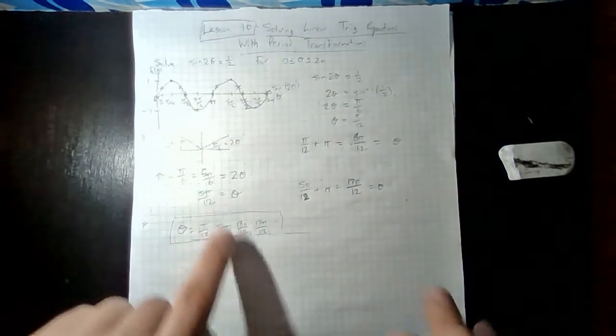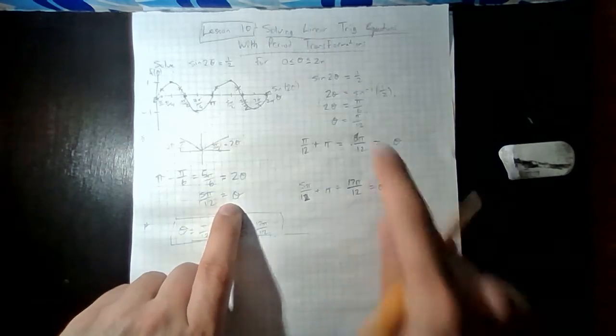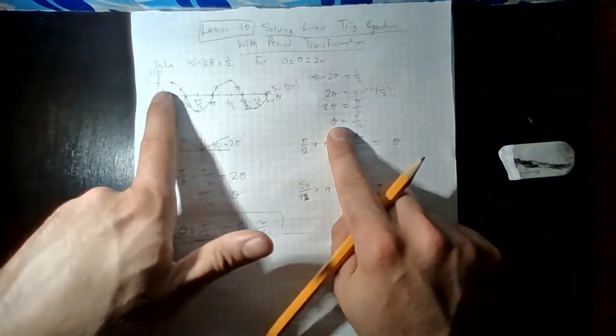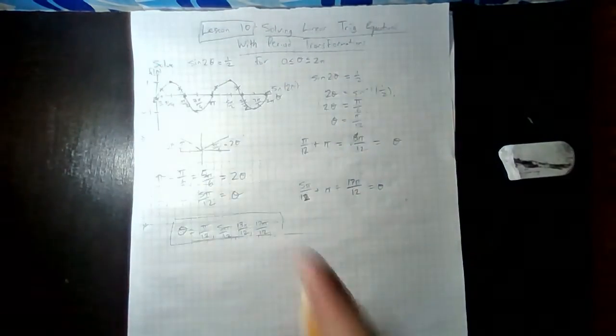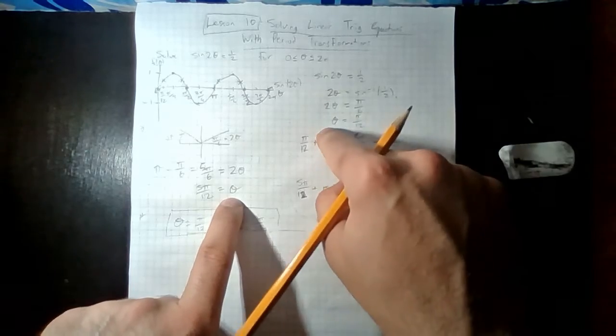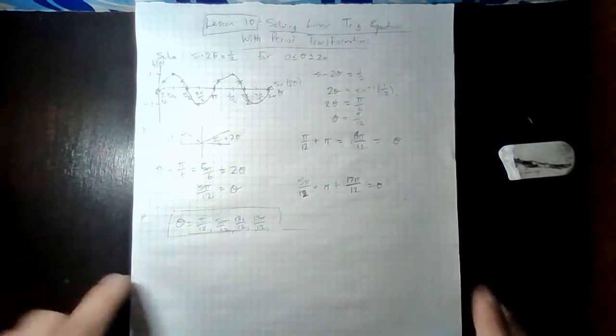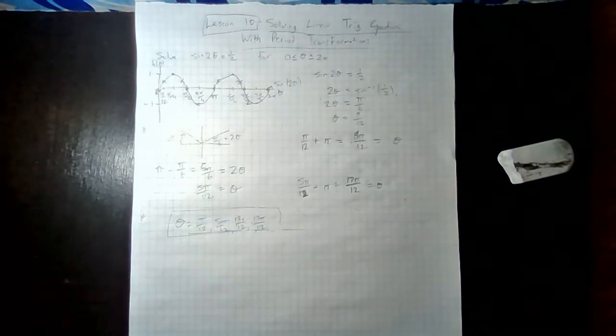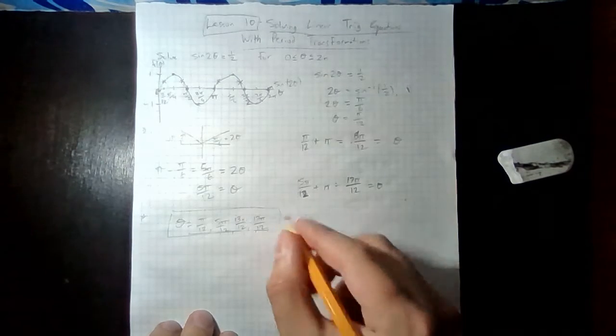This graph is of theta, not of sine of 2 theta. Originally, we needed to divide by 2 to get our thetas that show up here. This is a pi over 12. And then because this graph is of theta, we already have theta. We just need to add our periods to those thetas. So I apologize for any confusion there. But this would be our answer here. And we're going to look at the next example now.